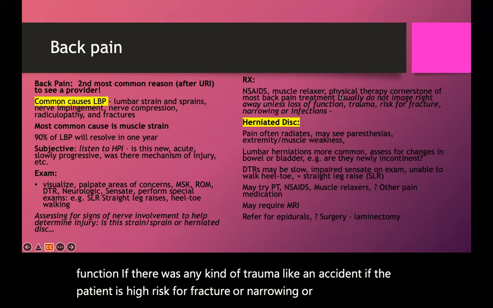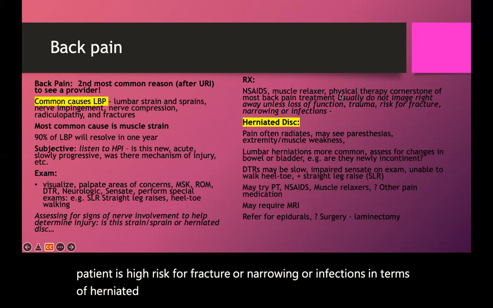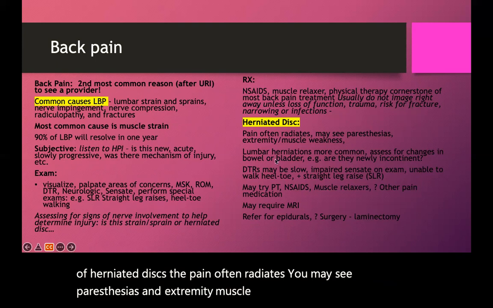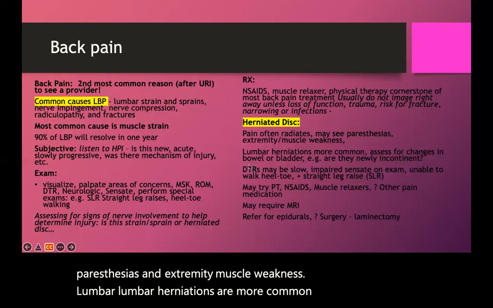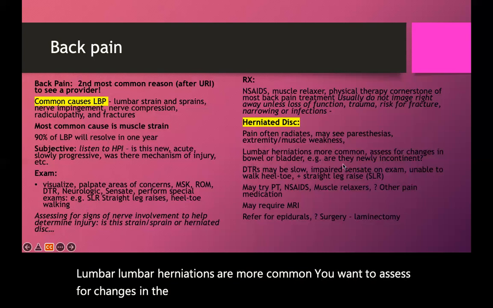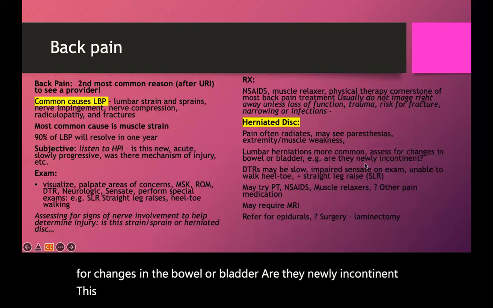In terms of herniated discs, the pain often radiates. You may see paresthesias and extremity muscle weakness. Lumbar herniations are more common. You want to assess for changes in the bowel or bladder. Are they newly incontinent? This is a big, big deal. If they are newly incontinent, we are in trouble.